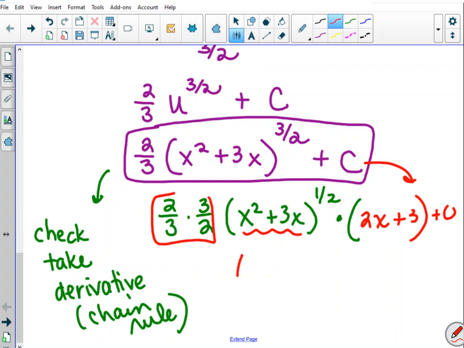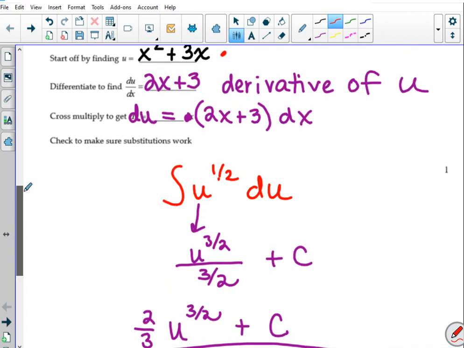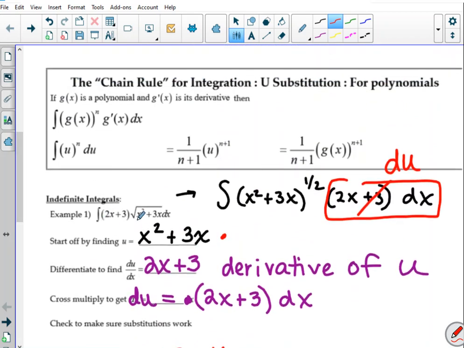Those guys multiply out, and so look at what I get. I get x squared plus 3x to the 1/2 times 2x plus 3, which was exactly what was in the original problem for the integrand, the thing next to the integral sign. So if my antiderivative is right, and this has been true all along, I should be able to take the derivative of that antiderivative and get back to what was originally in the problem.